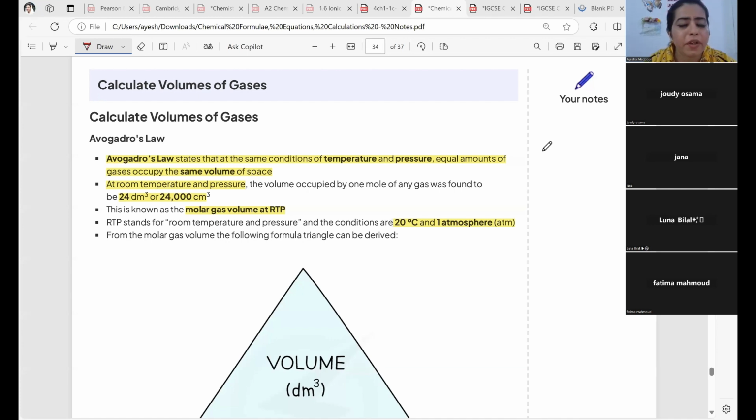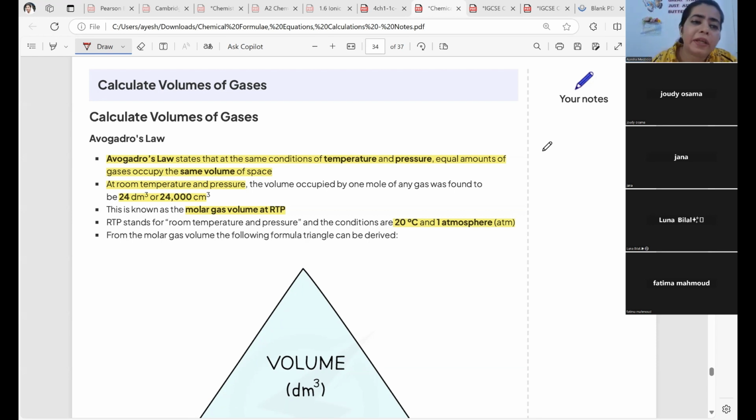Okay, so we are starting with volume of the gases. We did the moles calculation and how we can find the moles if we have the mass or the molar mass given. We also did the concentration in moles per dm cube and in grams per dm cube. So now we are starting with Avogadro's law about volume of the gases.